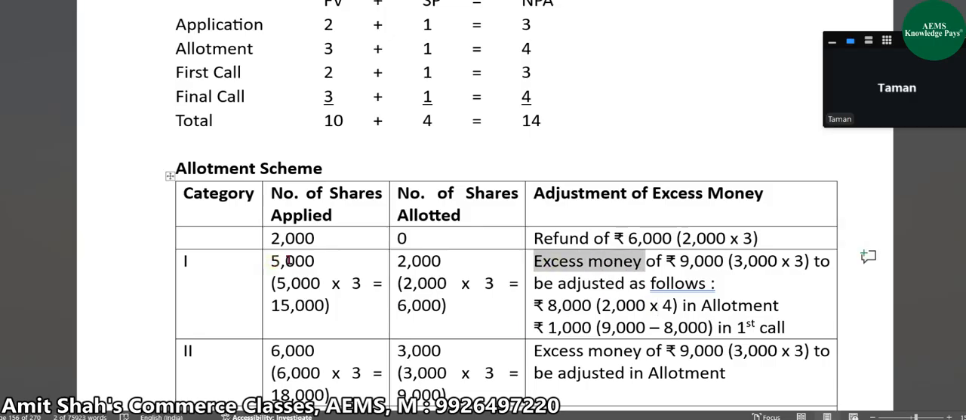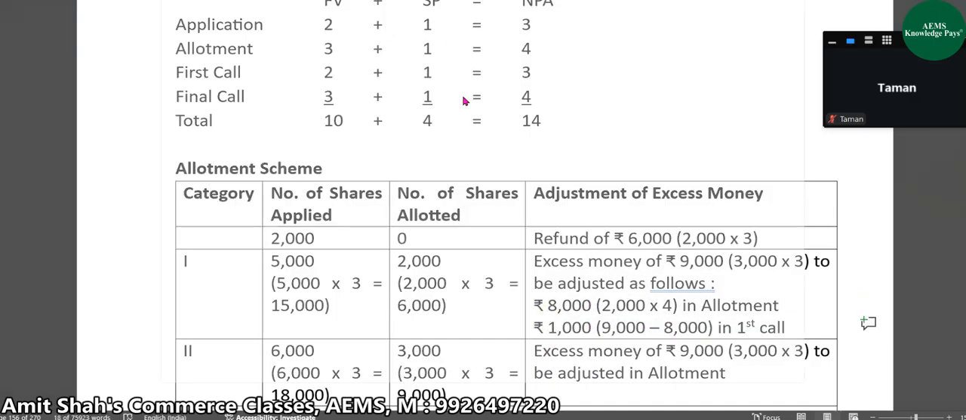Sir, because those who applied for 5,000 shares did not know that they would not be allotted 5,000 shares. They assumed that they would be allotted all the 5,000 shares. But since they were allotted a lesser number of shares, that is why we have excess money. So this excess money is of application only, which we are flowing down, which we would be using in allotment as well as in first call.